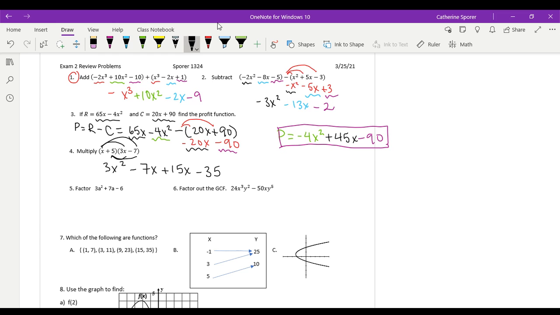And then we combine terms after we do that distribution. So we have these two middle terms, negative 7x plus 15x, that we can combine. So that gives us the simplified polynomial of 3x squared plus 8x, when we combine those middle terms, minus 35.